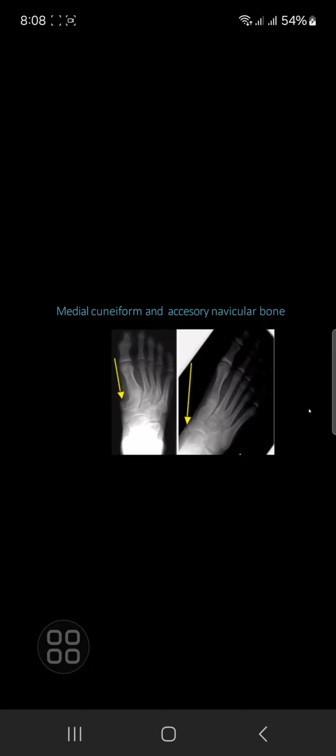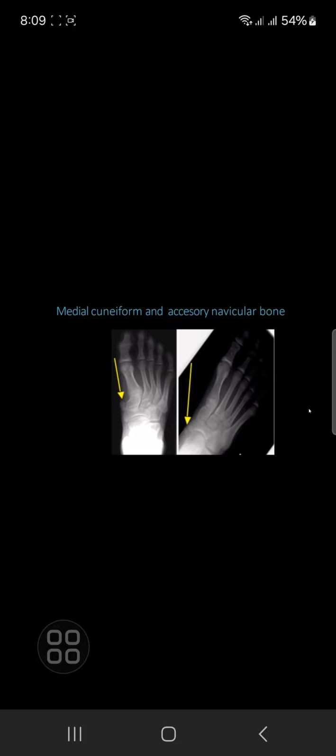These are X-rays of the foot showing the accessory or sesamoid bones of the medial cuneiform and the navicular bone, and they have very well defined margins, no soft tissue swelling, and are well corticated. So these are normal variants of accessory or sesamoid bones, with no soft tissue swelling and no periosteal reaction, so they should not be confused with a fracture.